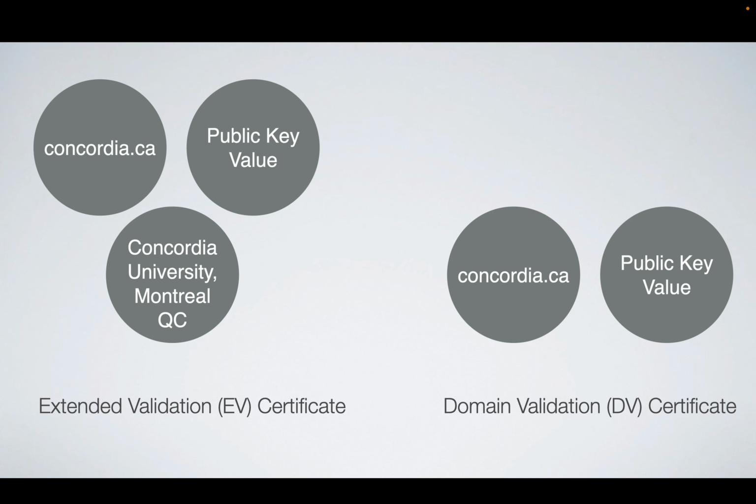This was alluded to earlier, but there are actually two different kinds of certificates. There's what's called an EV, or extended validation certificate, and there's something called a DV, or domain validated certificate. An EV is probably what you're thinking a certificate is. If Concordia has a certificate, the CA is saying, okay, this is Concordia, the university in Montreal, its website is concordia.ca, its public key is blah, blah, blah. I'm going to put that all in a document and sign it.